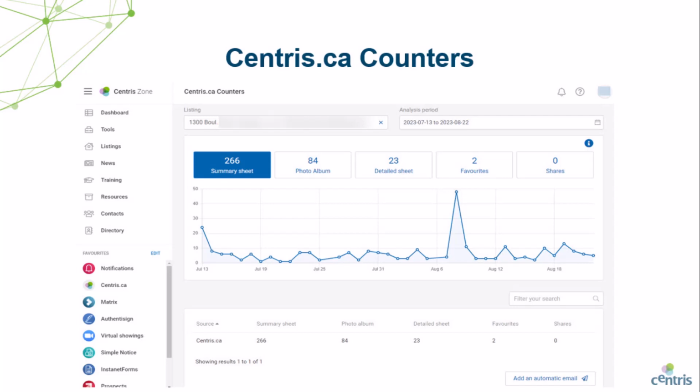So you can select the property, and then you can select the period. So you can select the past week, the past month, or since you've listed the property. And you'll see what happens with your ad on Centris.ca. So this is on the general website that's open to public. It isn't a targeted audience. It really is the counters of your ad on Centris.ca in general.